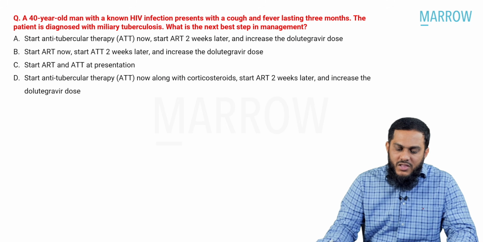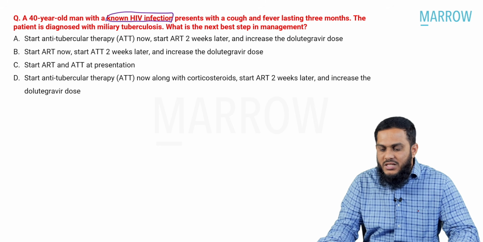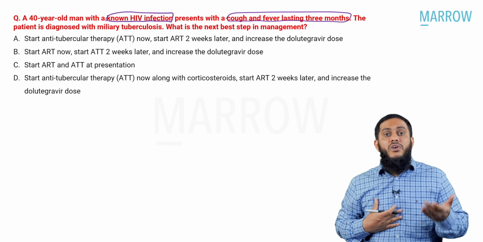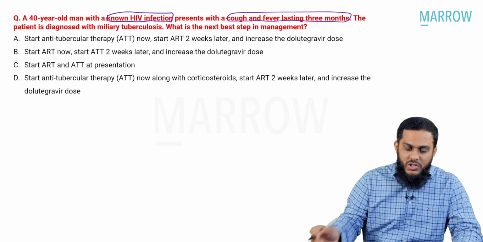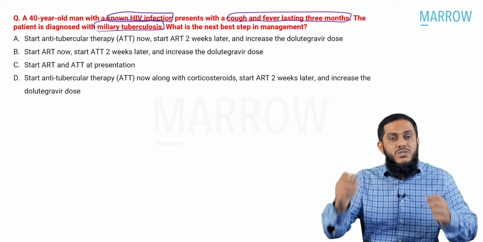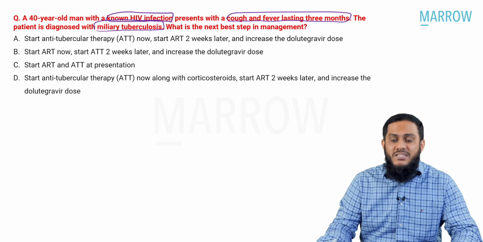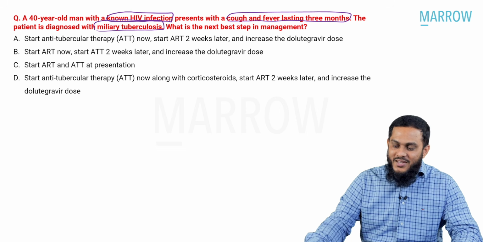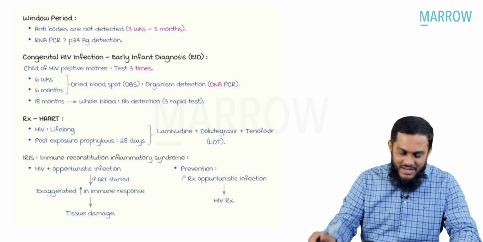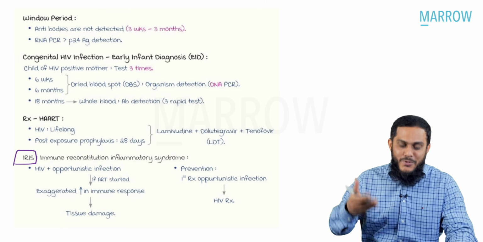A 40-year-old man with a known HIV infection presents with cough and fever lasting for 3 months. An HIV patient with cough and fever lasting 3 months has a lung infection, an opportunistic infection. The patient is diagnosed to have miliary tuberculosis as the opportunistic infection. What is the next best step in the management? You won't believe, this is also there in the revision notes. They're talking about IRIS, immune reconstitution inflammatory syndrome.